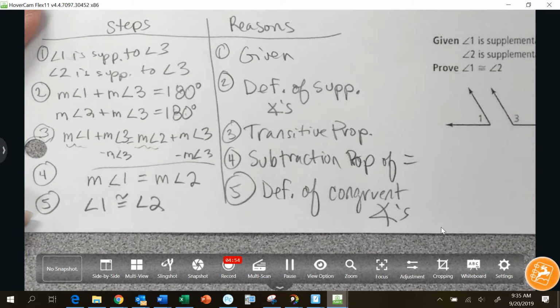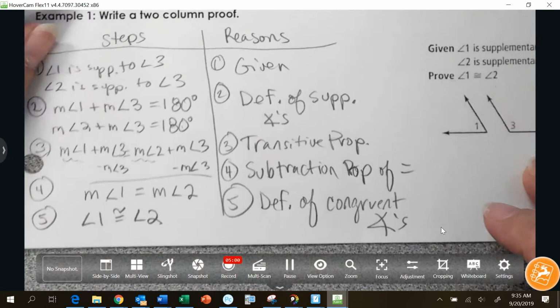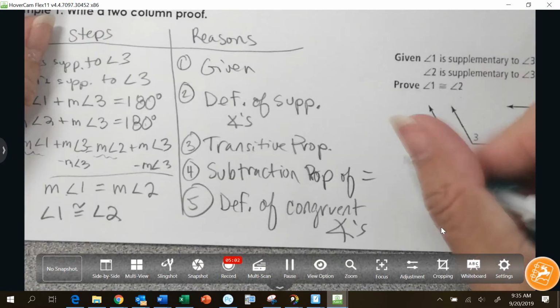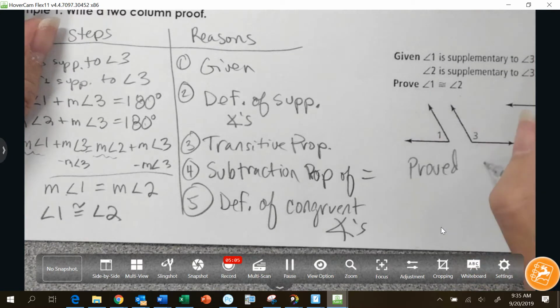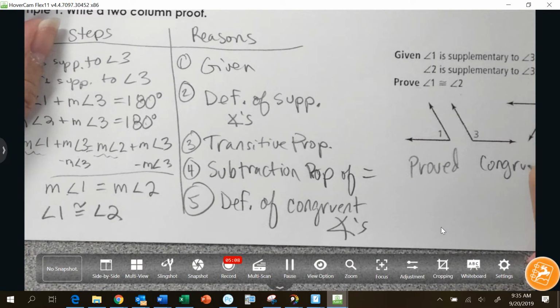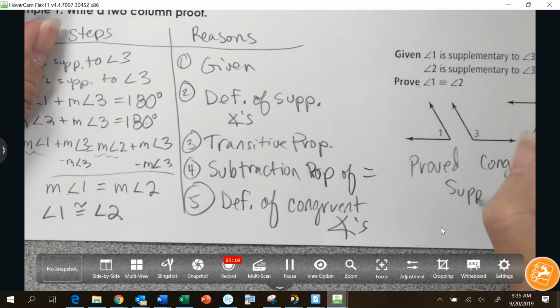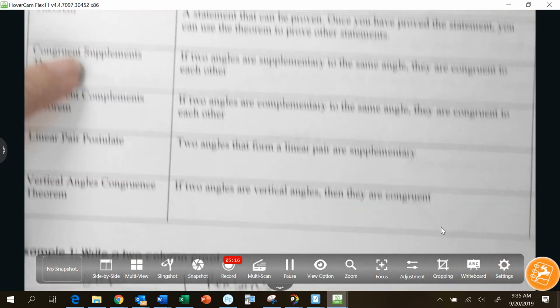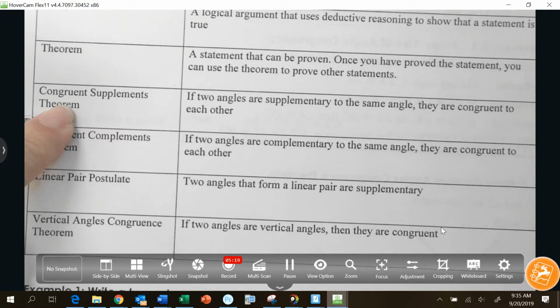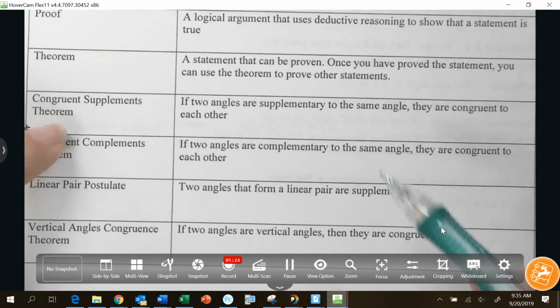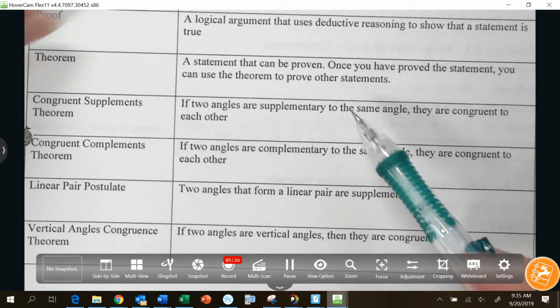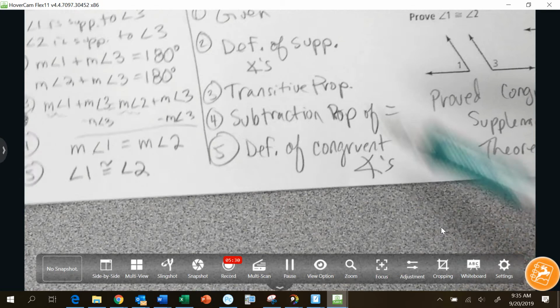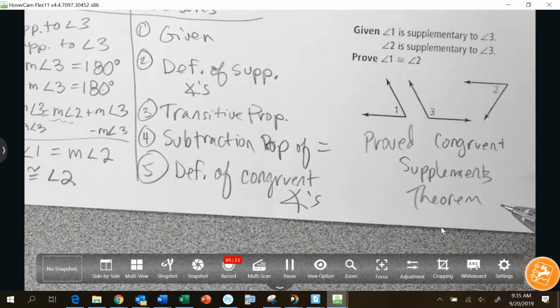And we did it! Yes! Turn the page! Oh, wait, don't turn the page. What we did just now is we proved the congruent supplements theorem. So some of you wanted to already use that. It's right up here. It says if two angles are supplementary to the same angle, then they are congruent to each other. In order to be able to use this, we have to prove it. We proved the congruent supplements theorem. That's what we just did.